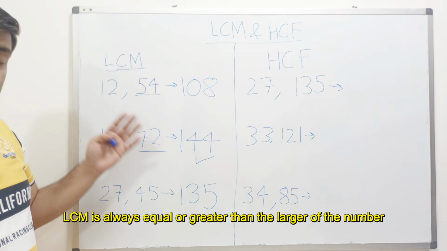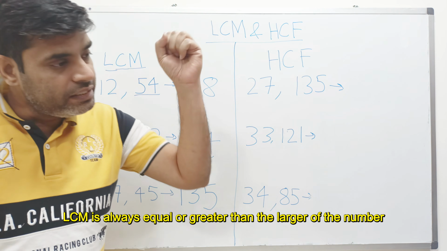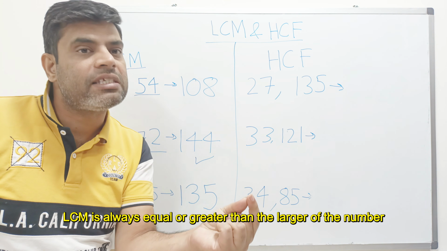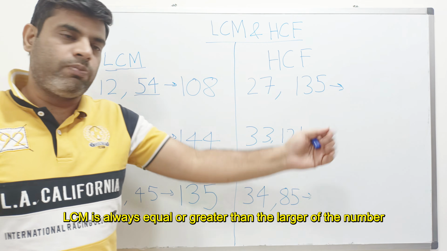This rule is not only applicable to 2 numbers, it can be 3, 4, 5. If you have 10 numbers also, just see the largest number and that is the first probable answer, if that is a multiple of the other numbers also. If not, you look at the next multiple.